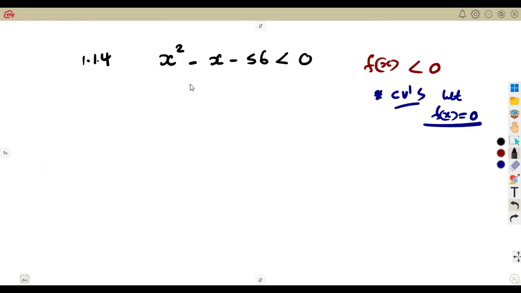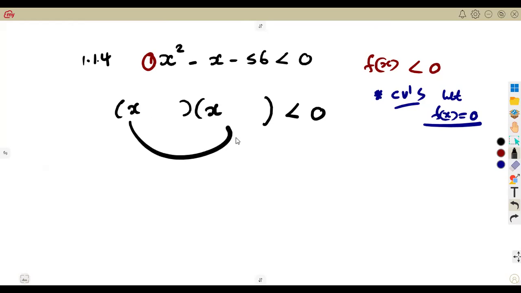So in this case, this is our function, but our function can be factorized before we let it be equal to 0, so that we can have our critical values. So let's factorize these. As we can see, the coefficient of x squared there is 1. So we're simply going to have x and x. x times x gives us x squared.